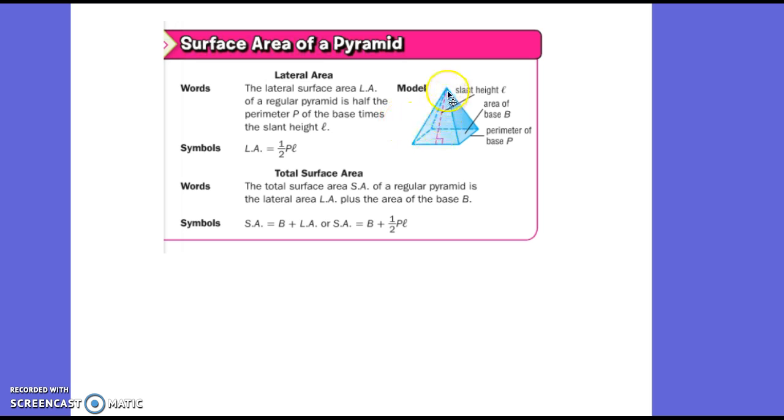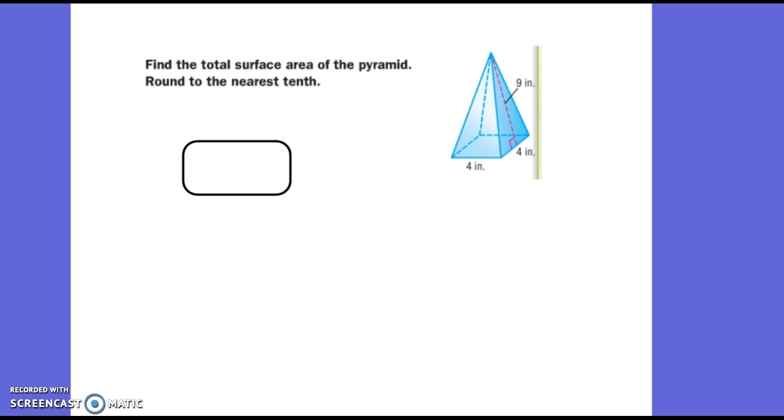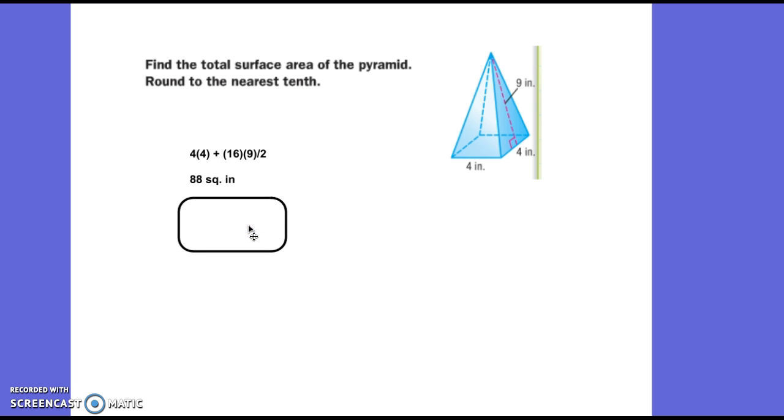The slant height is still the top to the bottom of that triangle, but that triangle doesn't have the perfect straight up and down height. That's why they call it the slant height. If you're looking for the total surface area of this pyramid, rounding to the nearest tenth, you plug it into your formula: 4 times 4, which is your area, plus half your perimeter times your slant height, divided by 2. When you get this, you should get 88 square inches.